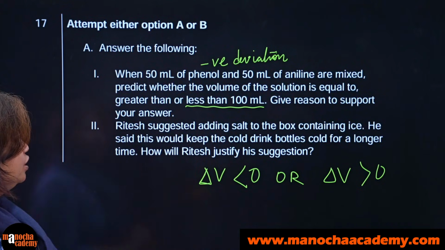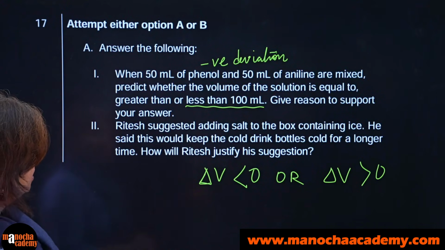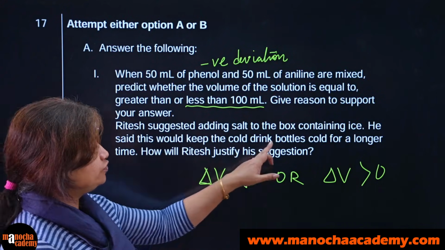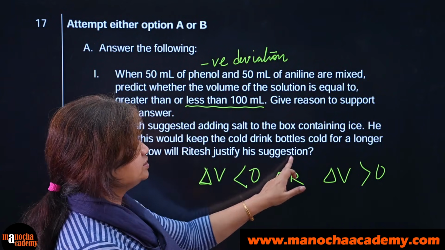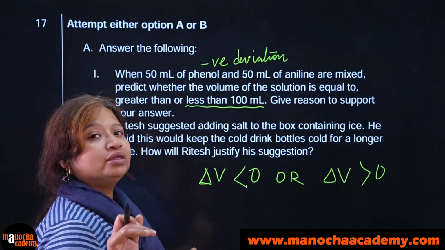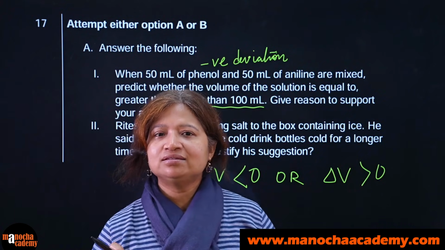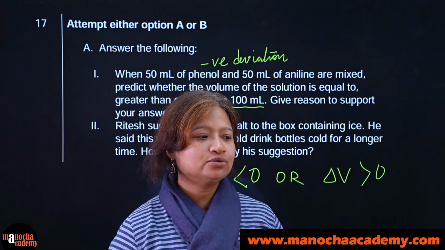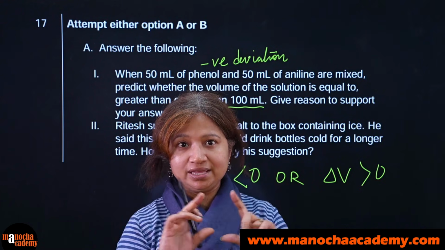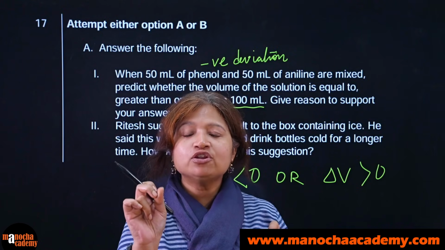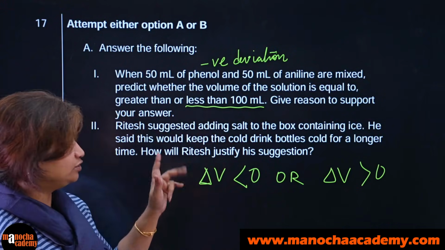Okay. Now, Rite suggested adding salt to the box containing ice. He said this would keep the cold drink bottles cold for a longer time. How does Rite justify this suggestion? Many of you will write that the freezing point decreases, but you have to use the correct words, the key statements. Depression of freezing point.